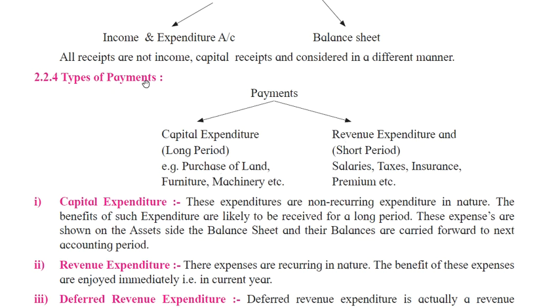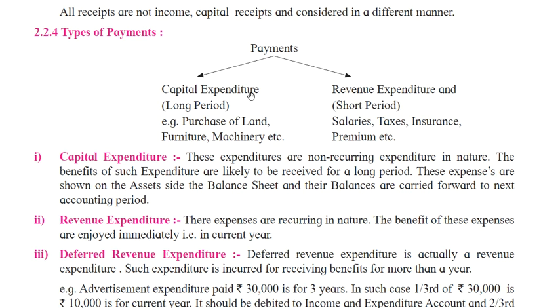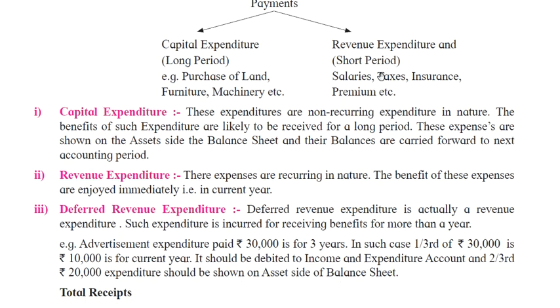So, types of payments. In payments, what are the types? Capital expenditure, long period, and revenue expenditure, short period. Examples for capital expenditure: purchase of land, furniture, machinery. This will go for the long period. And revenue expenditure, short period: salaries, tax, insurance premium. This comes under the short period.